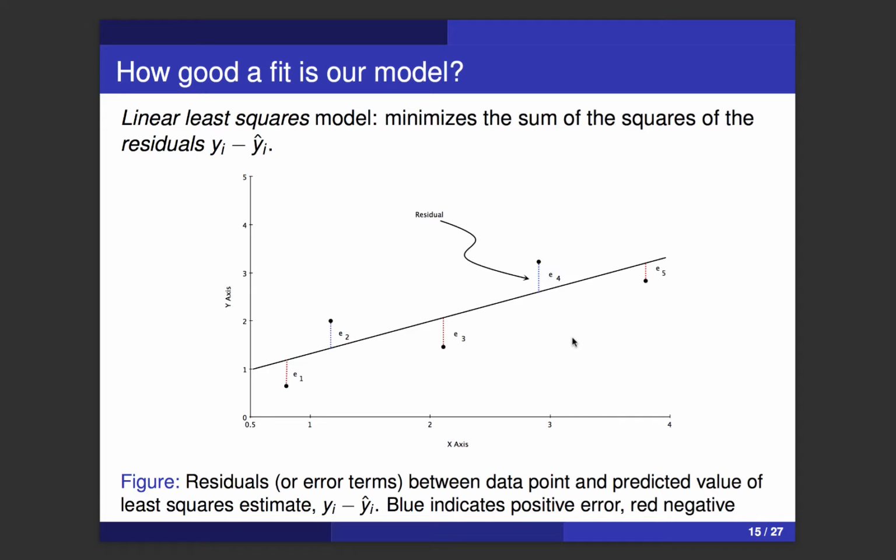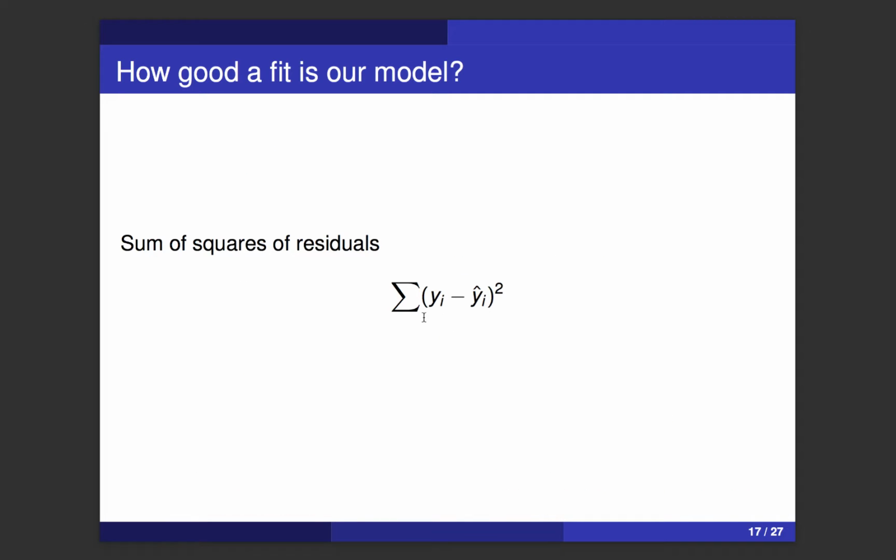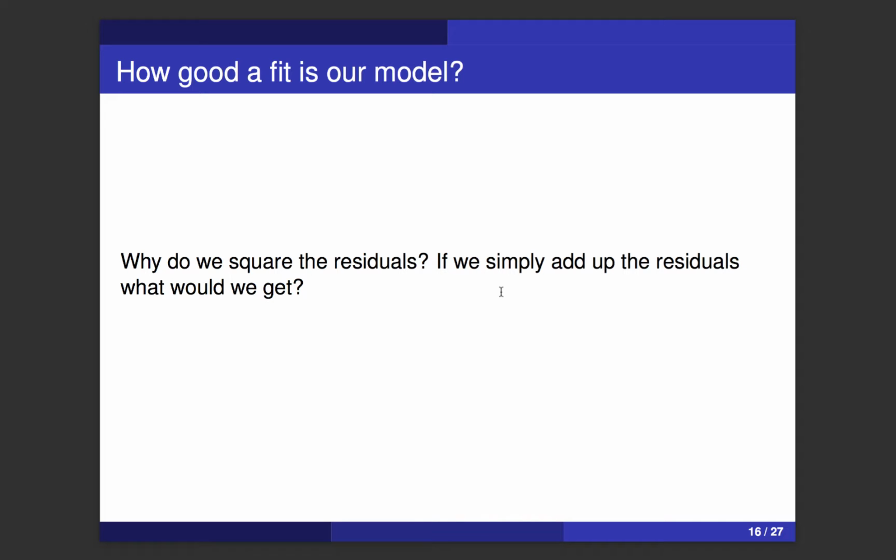Here's a graphical display. So our residuals are yi, which is the actual value, the cost in this case, and y hat is our predicted value. So it actually minimizes the sum of the squares of the residuals. So this is the residual, and we square them. So you might ask, well, why do we square the residuals? Why wouldn't we just want to add them up?